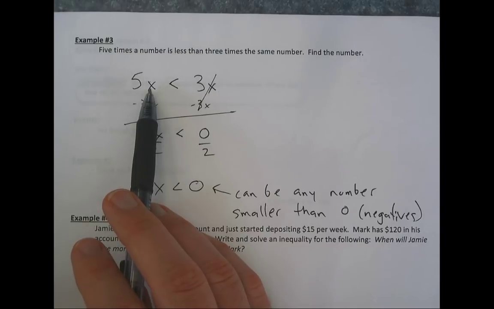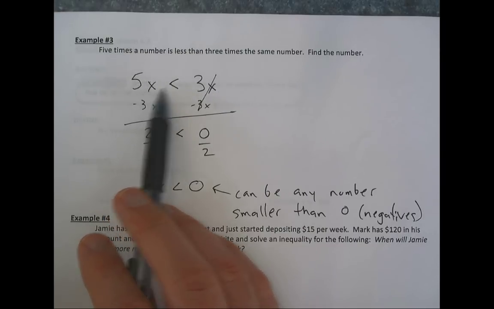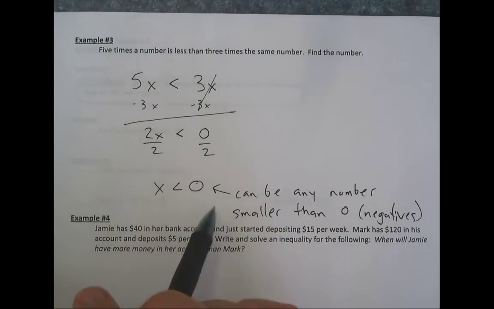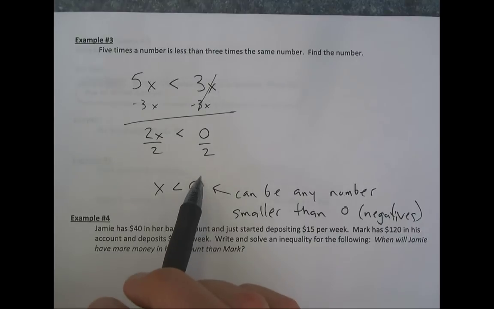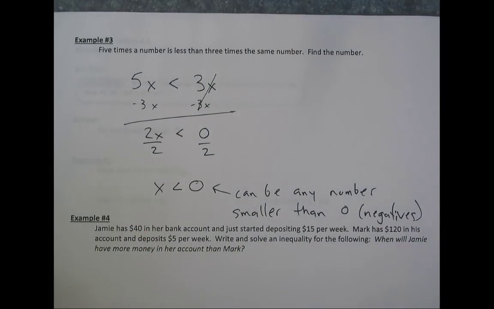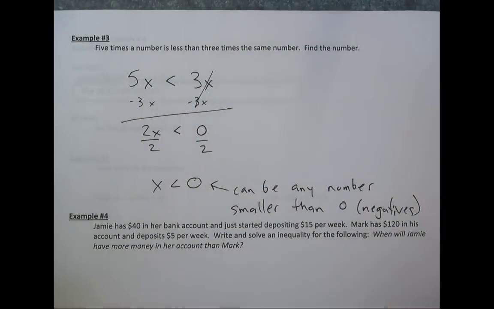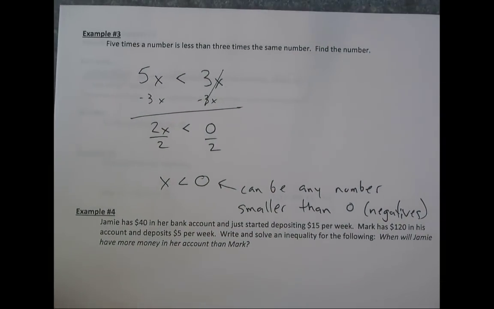But if you plug in any negative number, say negative 2, you're going to get negative 10 and negative 6, and negative 10 is less than negative 6. So any number less than 0 makes this true, meaning any negative number. All right, so basically, when you clear out an entire side, you do need to leave a 0 over there. Don't just leave it blank.